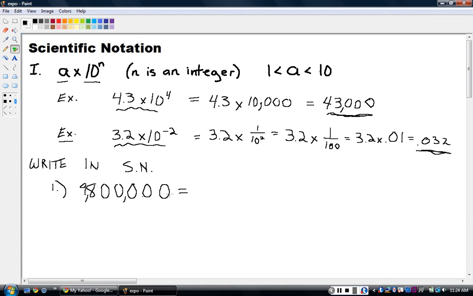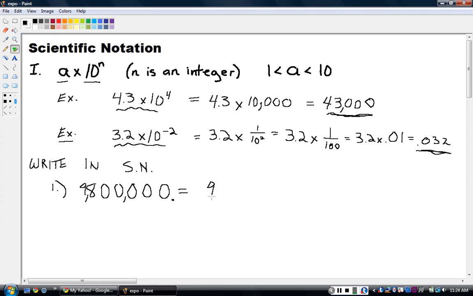9,800,000. Where are you going to put the decimal place? It's all about moving the decimal place. Right now this decimal place is right here. There is no decimal place, but you can put it in, because 9,800,000, there's a decimal place right there, right? So basically you would move this all the way so it's between the 9 and the 8.